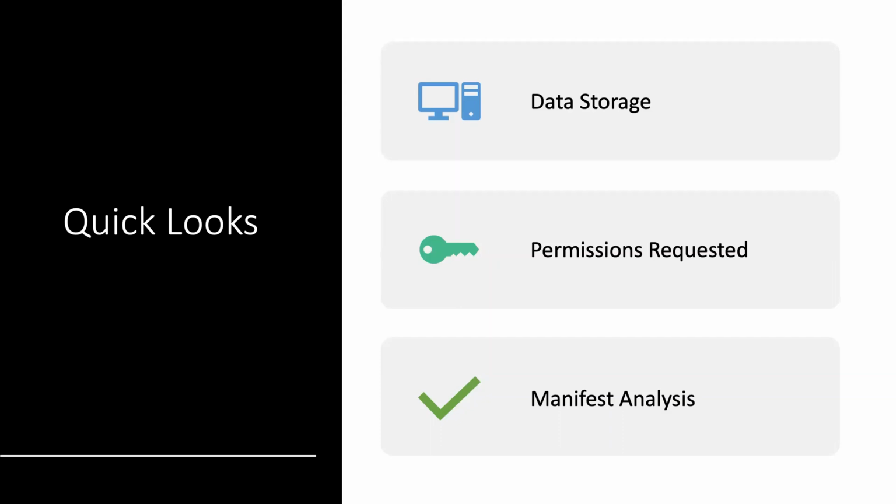Every Android application has this XML manifest that defines more or less everything it can do. What kind of data does it share? What permissions is it requesting?